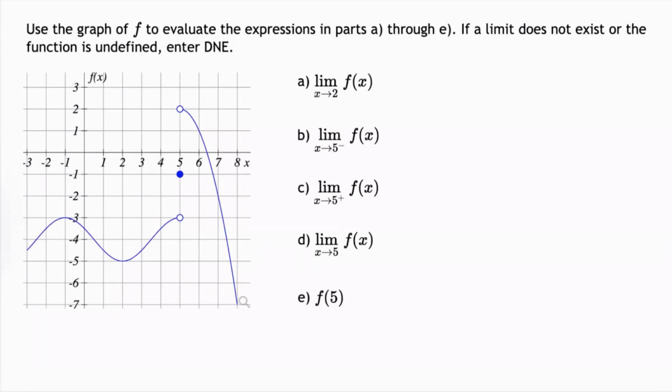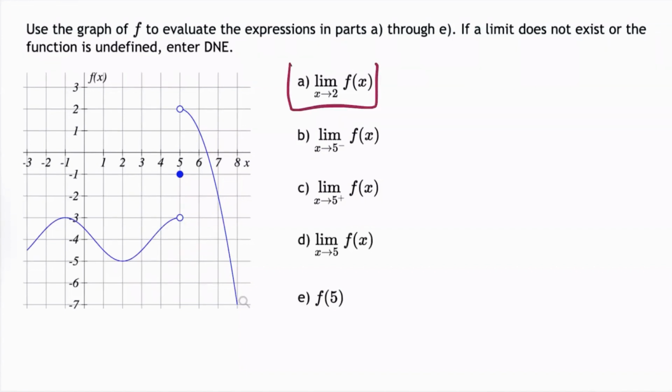In this problem, we use a graph to approximate one-sided and two-sided limits and to evaluate a function. So the directions state that we need to use the graph of f to evaluate the expressions in parts A through E. And if a limit does not exist or the function is undefined, enter DNE.